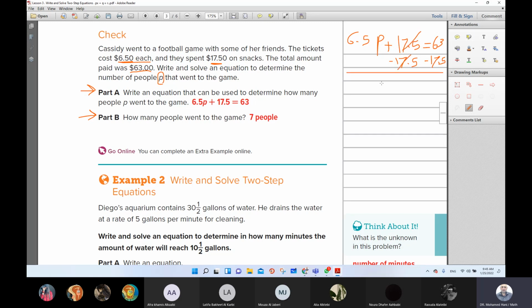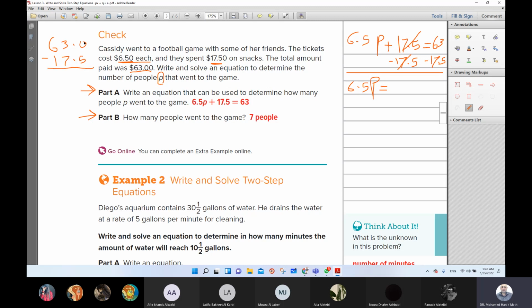17.5 minus 17.5 will be 0. It means here 6.5 times b equals 63 minus 17.5. Write here 63 and write here 17.5. We can put here a point and 0. Then we can do subtraction.